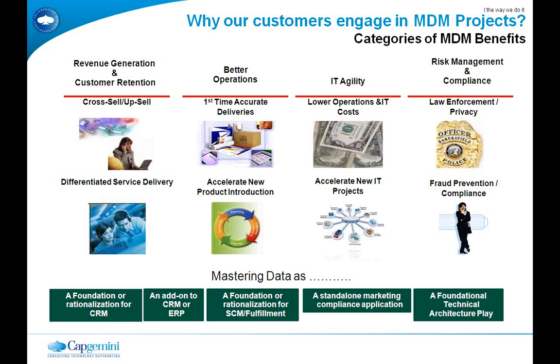From a product perspective, under better operations, right? First-time accurate deliveries, critical. Inventories are something that you need to be aware of. That's a cost factor behind the scenes. IT agility, we've talked about that already. Lower operations from the mundane work that needs to be done, and automate those things up front. And then finally, which is probably the most important, risk management and compliance.